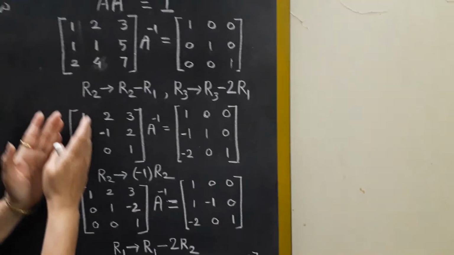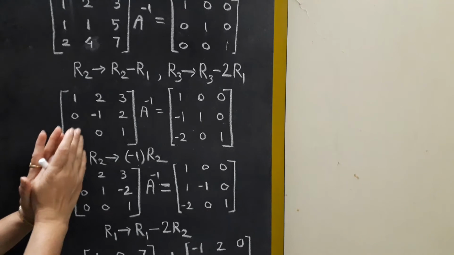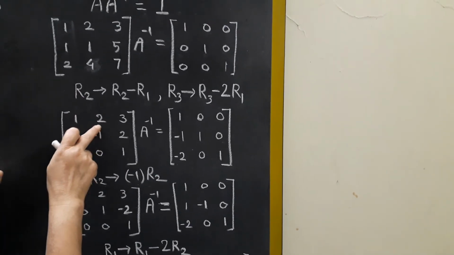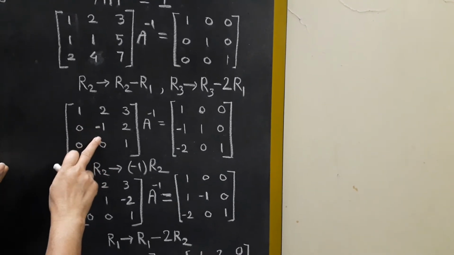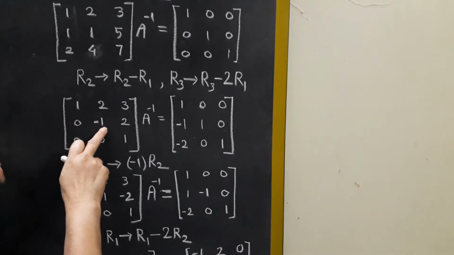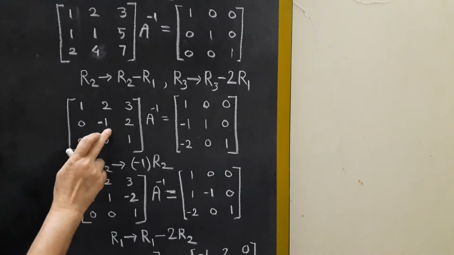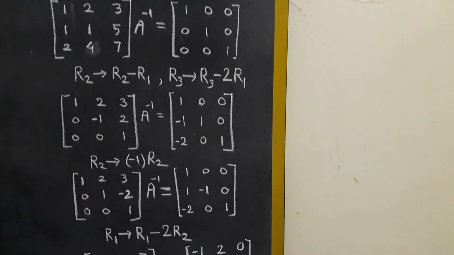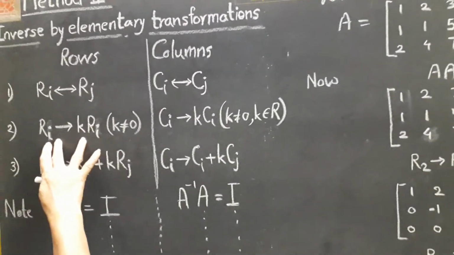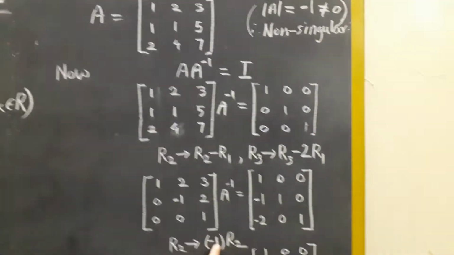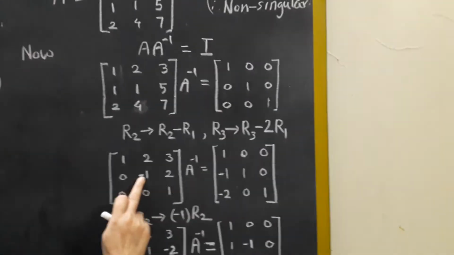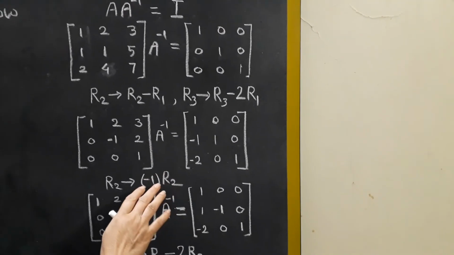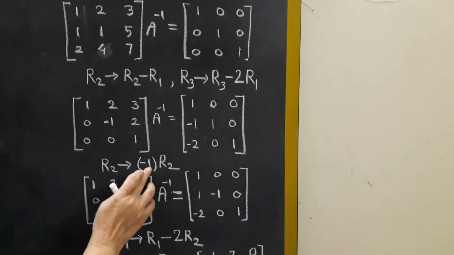Now after completing the first column, we switch over to the next column, where we first need to bring 1 in that column, and here we always make use of the second type of transformation. We consider the second type because here it is -1. Minus 1 multiplied by R2 will give me plus 1, and hence we consider that.